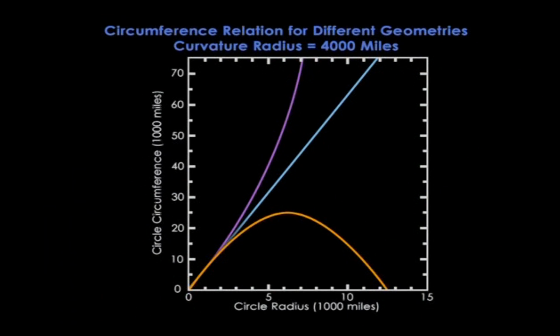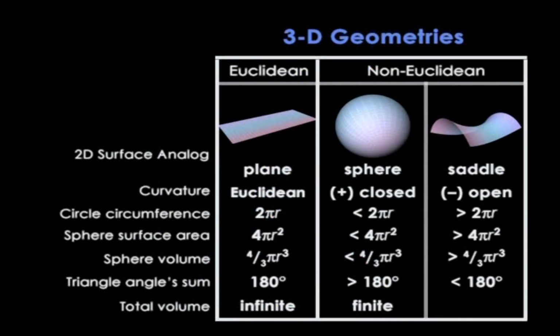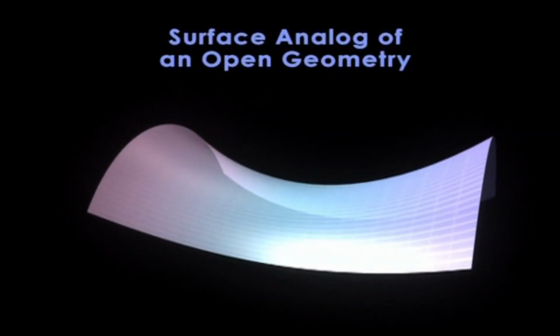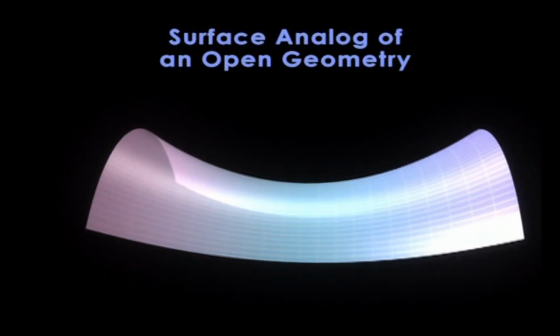Here's the graph that shows how the circle's circumference gets much bigger than 2 pi r. Now, since everything gets bigger at larger distances, the total volume is infinite, and that's why the geometry is said to be open. Unfortunately, there's no simple two-dimensional surface analogue for the open geometry, although the centre of a saddle does match the space at just one point.